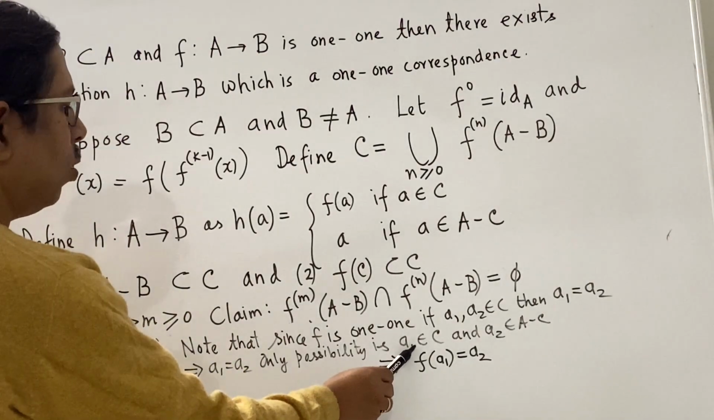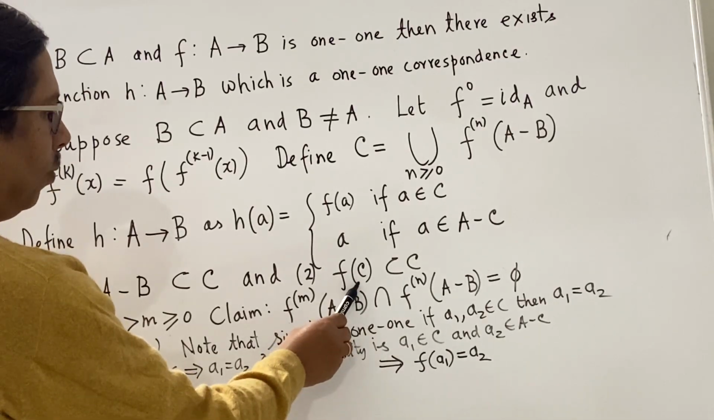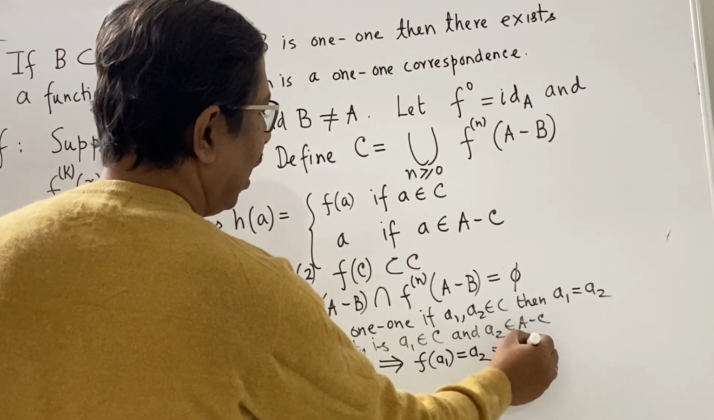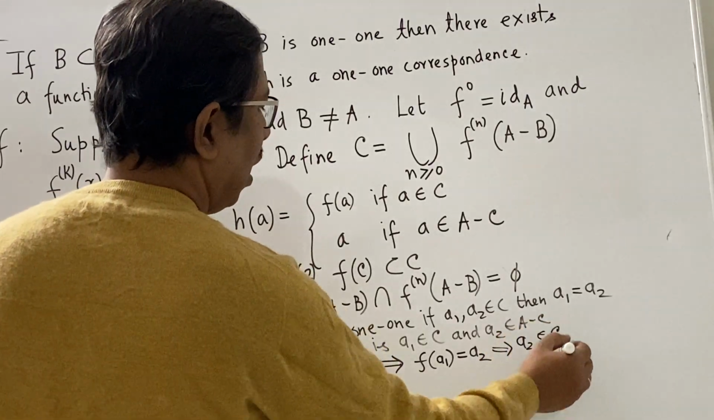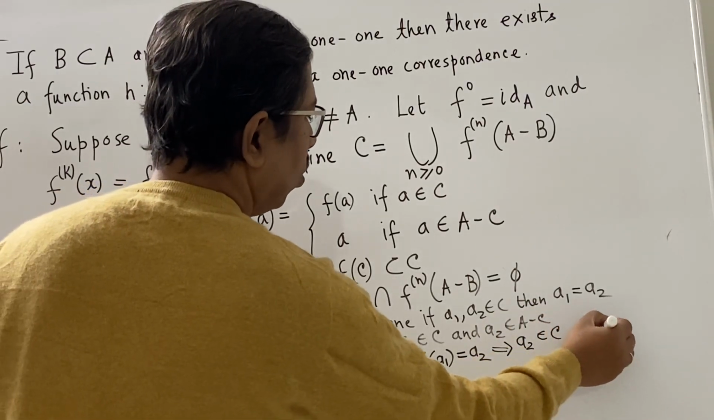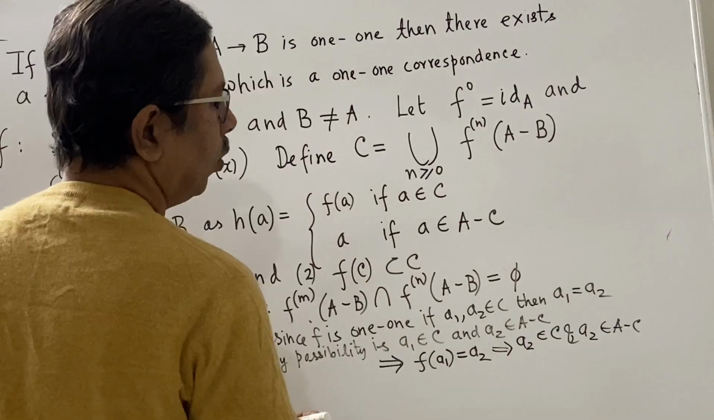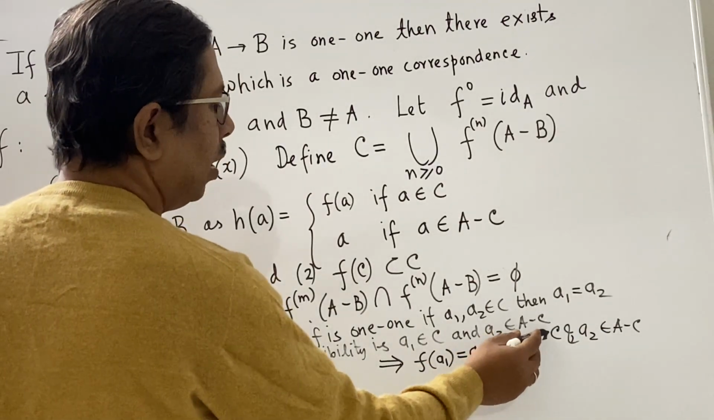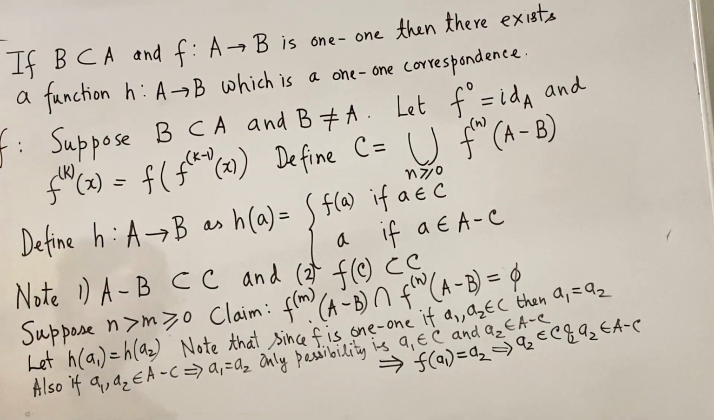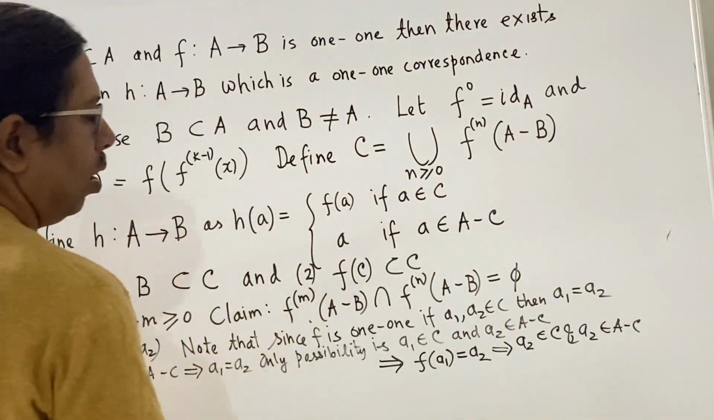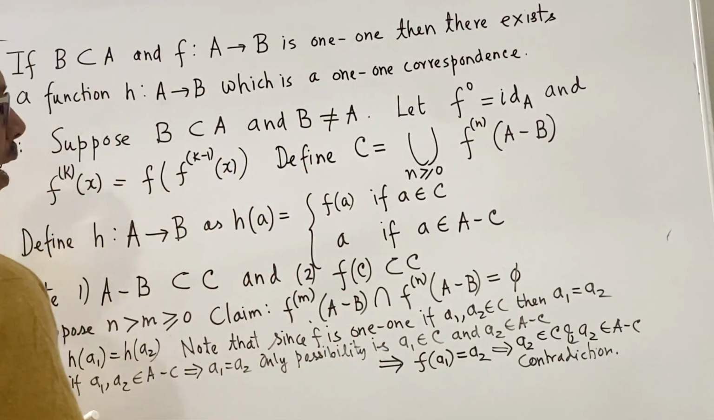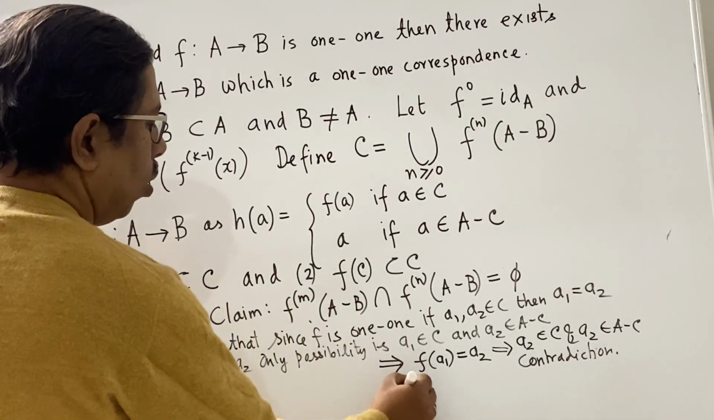So since a1 belongs to C, f(a1) belongs to f(C), and f(C) is a subset of C. So this element a2 belongs to C, and also by assumption a2 belongs to A minus C. Now that is impossible. An element cannot be in C as well as in A minus C. So therefore, there is no such element for which a1 is not equal to a2. Thus we can conclude that H is 1-1.